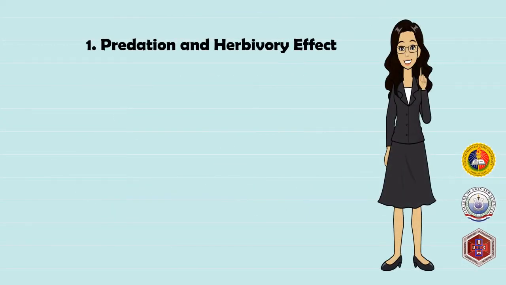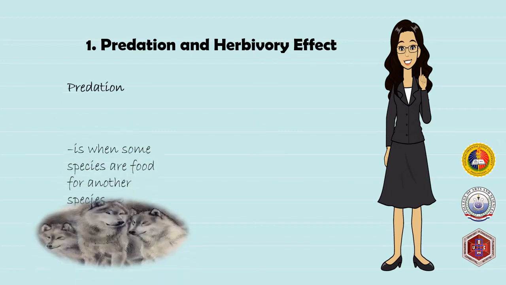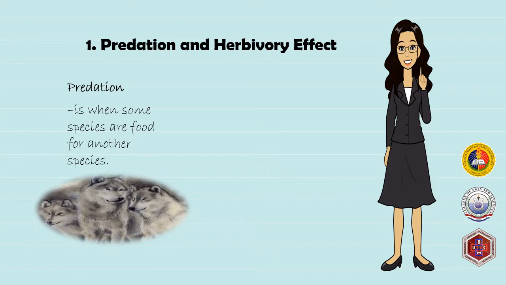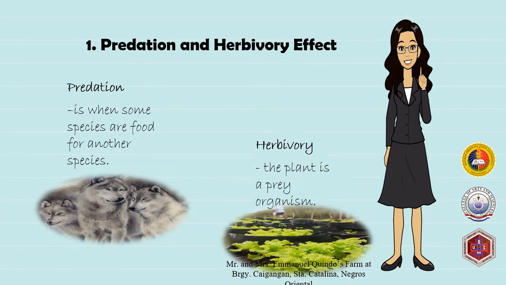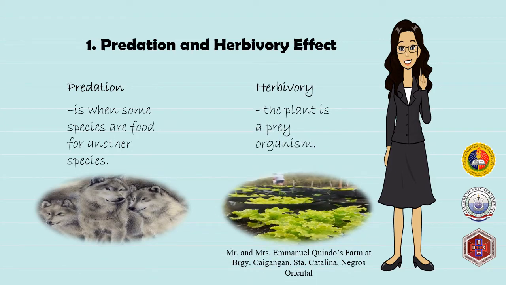The most obvious type of limiting factor is the predation and herbivore effect, where the population cycle goes up and down. Predation is when some species are food for another species, while herbivory is when the plant is the prey organism.